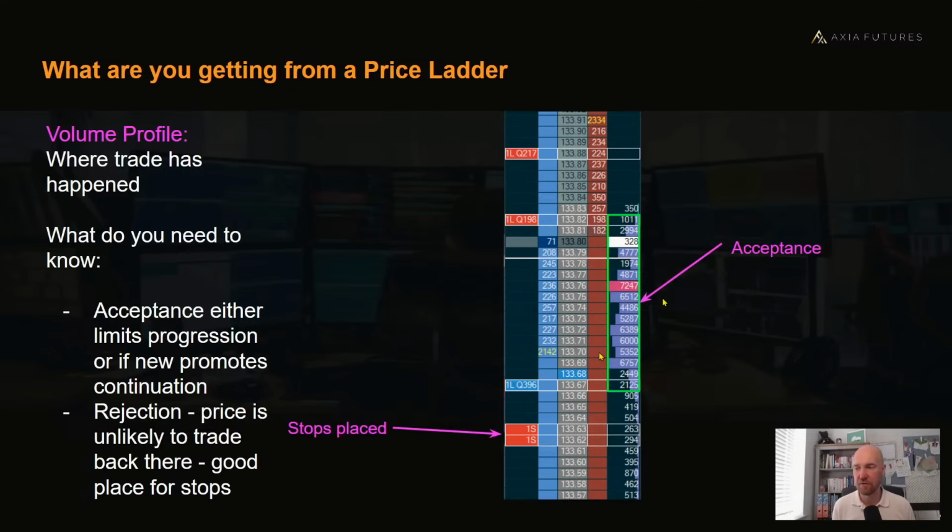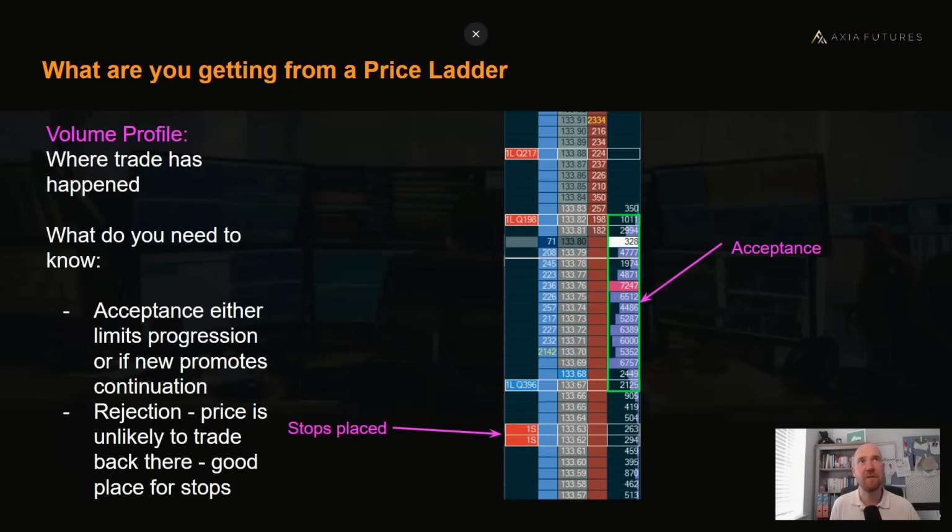The white horizontal line is the midpoint, or sorry, it's not the midpoint, it's the last point that you recentered your ladder. So it's the midpoint when you last recentered. So that's what that one gives you. So acceptance. What acceptance does then is that shows you in this instance a market that is willing to trade at higher and higher prices.